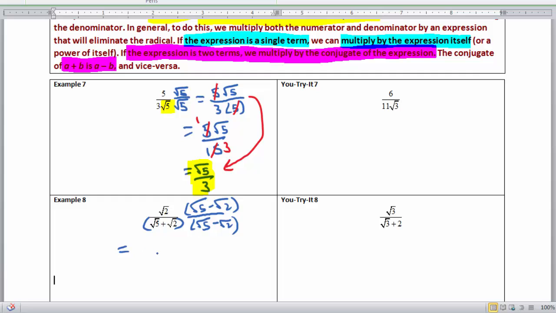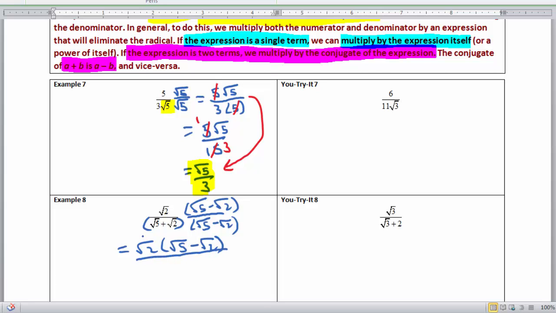And the numerator, realistically, you can just leave it in the factored form if you wish. You can just leave it as the square root of 2 times the square root of 5 minus the square root of 2. It's up to you. You could actually multiply it out. You'd have the square root of 10 minus 2 if you wanted to, but either way, it's fine. So I would leave that in factored form.